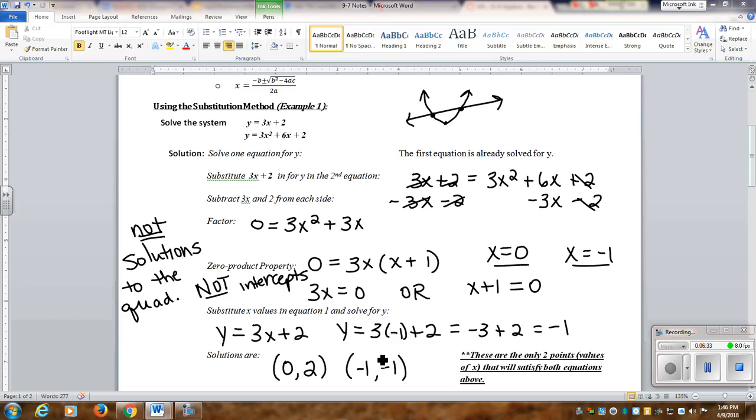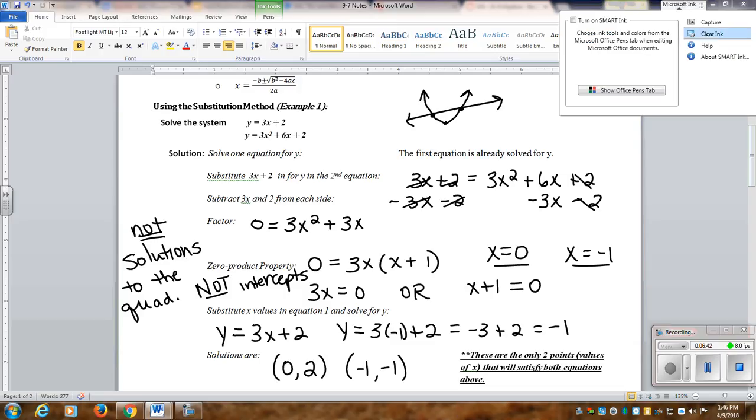Okay, they are different than the x-intercepts. Remember, I'm looking for intersecting points. So as we go through this, please keep that in mind. Okay?